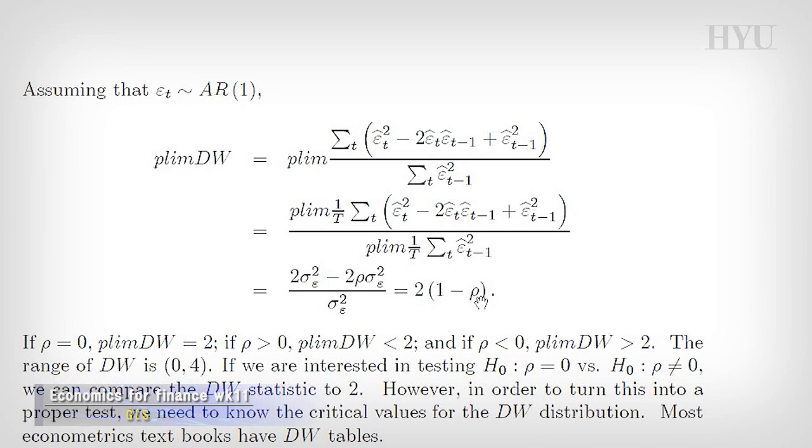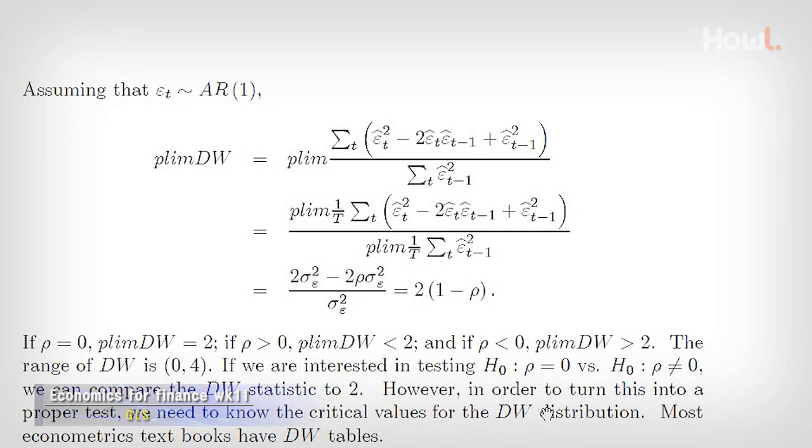Given that rho ranges from minus 1 to 1, the Durbin-Watson statistic is between 0 and 4. When rho is 1, it is 0. When rho is minus 1, it is 4, right? So if you are interested in testing the null hypothesis that rho is 0, then we can compare the Durbin-Watson statistic to 2.